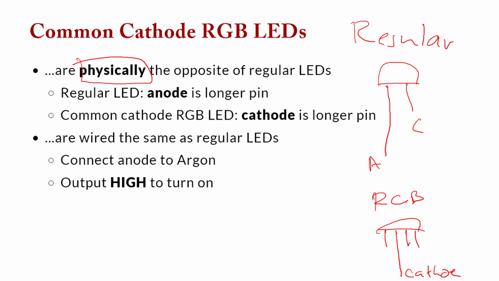Otherwise, your code is exactly the same. They are wired the same. You send a high signal, which turns the anode on. You send a low signal, which turns it off. You wire it with a resistor. Everything else is the same.